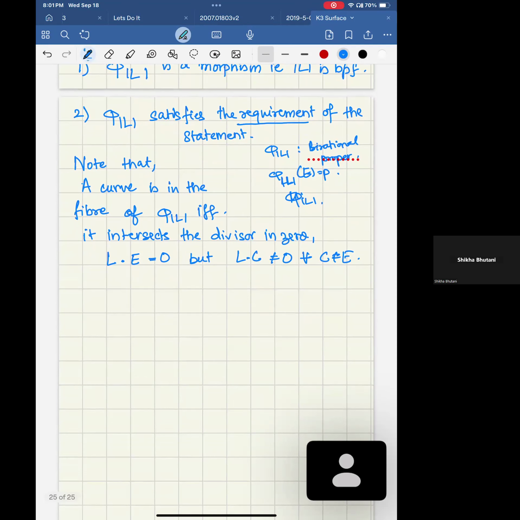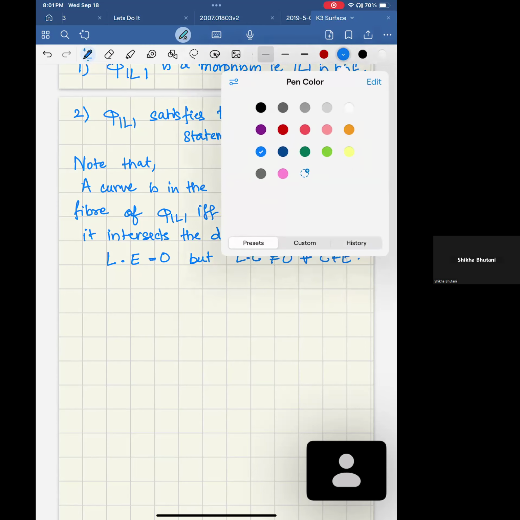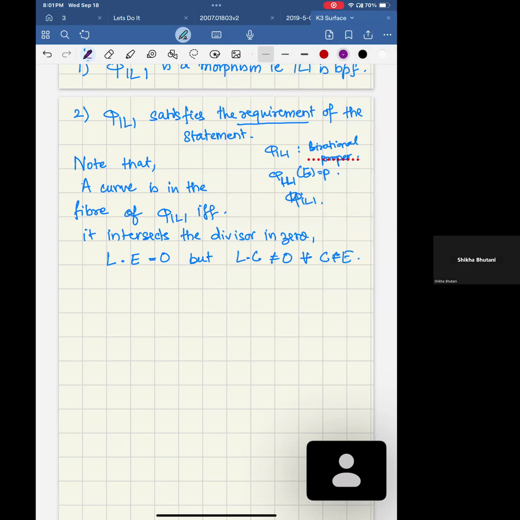Now, a justification to the fact on why, or maybe I'll just leave it for you to think about, think about this statement. A curve is in the fiber of phi L if and only if it intersects the divisor in 0. I'll leave it for you to think.